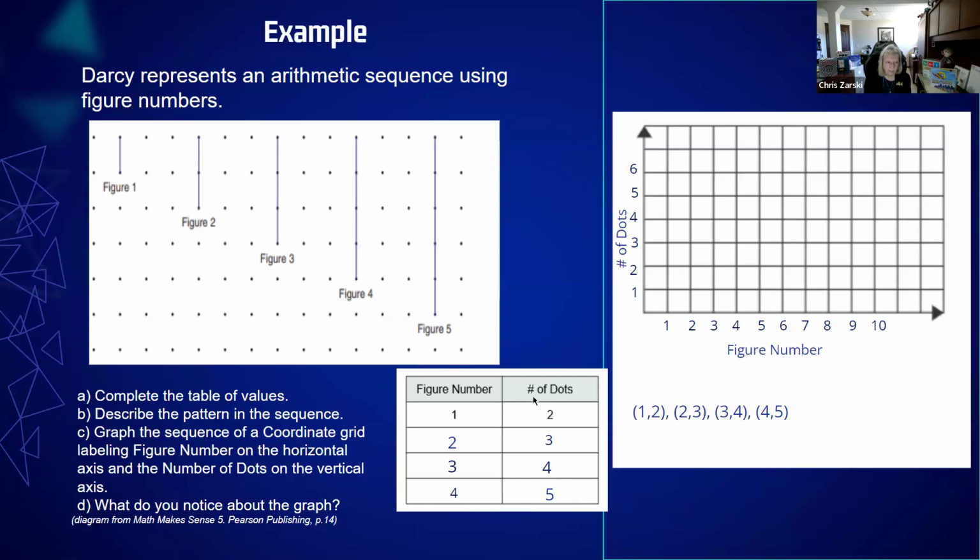So if I were to say, could you write an expression to show me the number of dots? I might use F for figure and say figure plus 1, because figure number 1, if I add 1, gave me 2 dots. Figure number 2, if I add 1, gave me 3 dots. Figure number 3, if I add 1, gives me 4 dots, and so on. So the number of dots is determined by the figure or the position plus 1, always plus 1. So plus 1 is what I'm adding consistently.